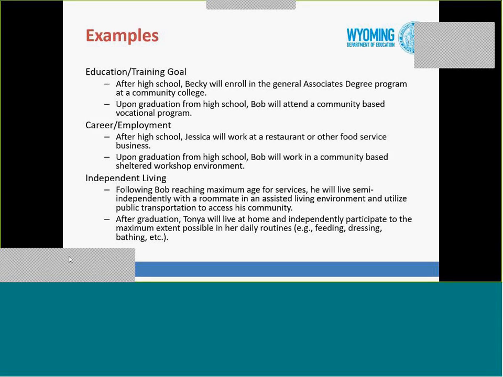For independent living, again, if it's necessary, following Bob reaching maximum age for services, he will live semi-independently with a roommate in an assisted living environment and utilize public transportation to access his community. After graduation, Tanya will live at home and independently participate to the maximum extent possible in her daily routine. So again, all of these goals that are listed here are measurable, they use active rather than passive voice, and they're very specific to what they will do when they leave the public school system.